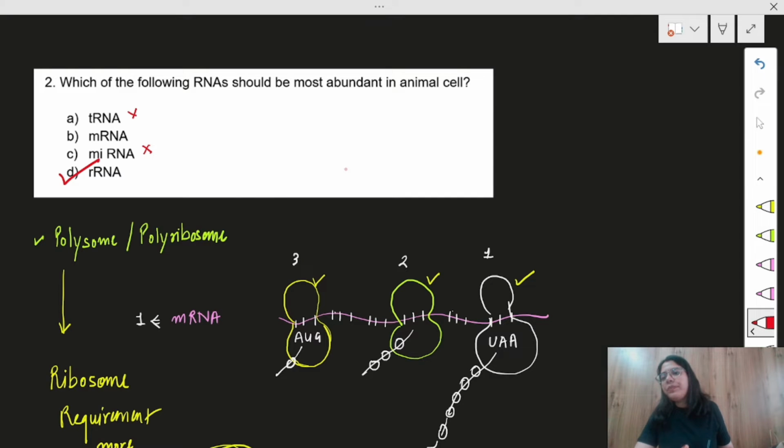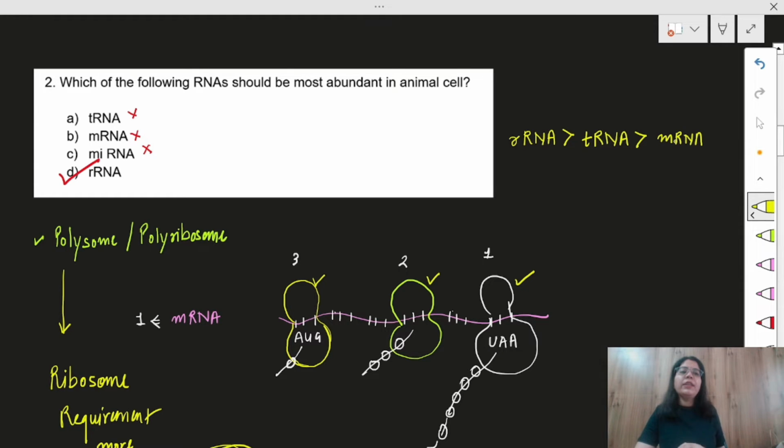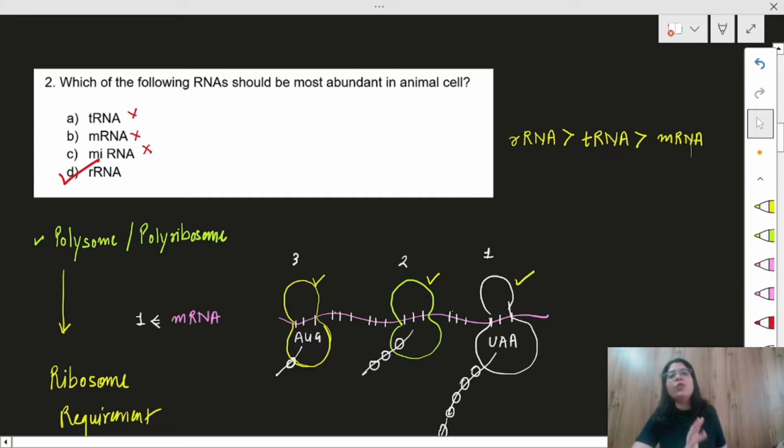Okay, among tRNA, mRNA and ribosomal RNA, what is the condition? The abundance you require in any kind of cell, not even only animal cell, in any cell you can consider: first, you require a lot of ribosomal RNA. After that, close to 15% you require transfer RNA. And after that, very little messenger RNA. This will be the sequence of abundance of RNA types required in an animal cell during protein synthesis.